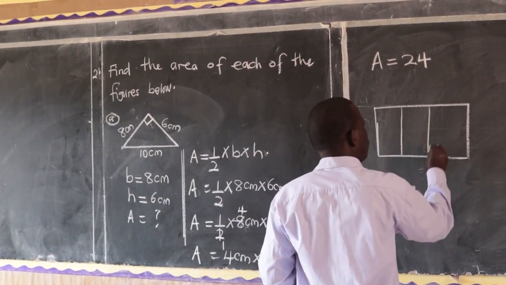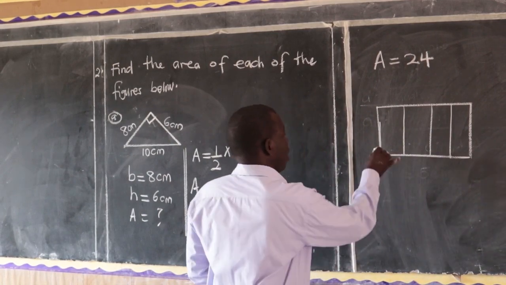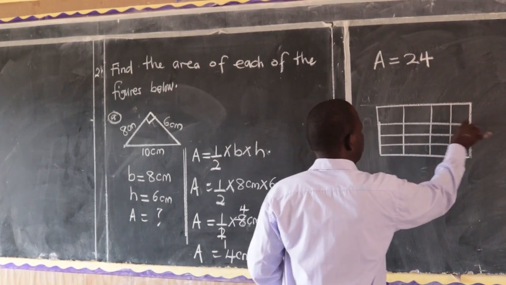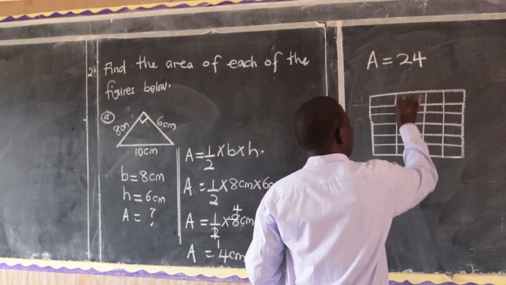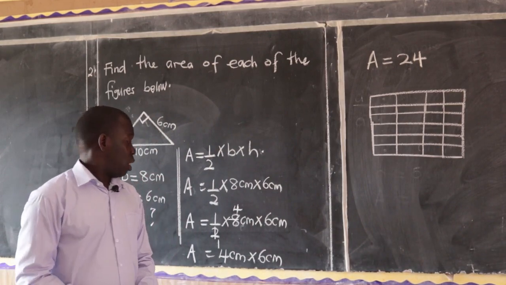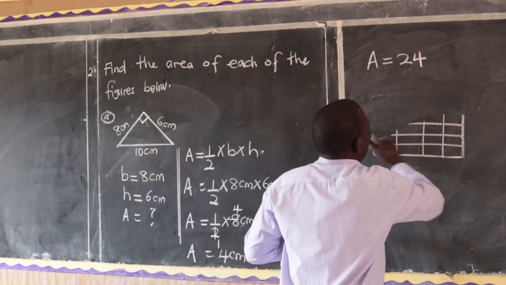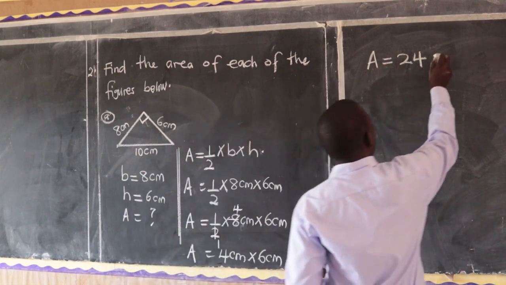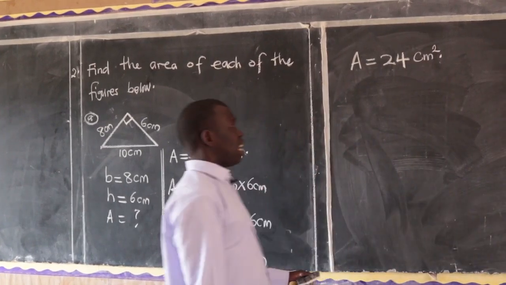4, 1, 2, like that. 1, 2, 3, 4. That is along the length. Then along the width, can have 6. 1, 2, 3, 4. Let me have the 6th one here. That is 1, 2, 3, 4, 5, 6. So how many squares shall we have altogether? When you count, you realize that we shall have 24 squares. We shall not have 24 just, but we shall have 24 squares. Meaning for this case, we shall have 24 square centimeters.